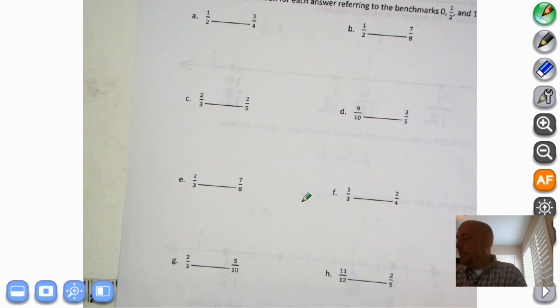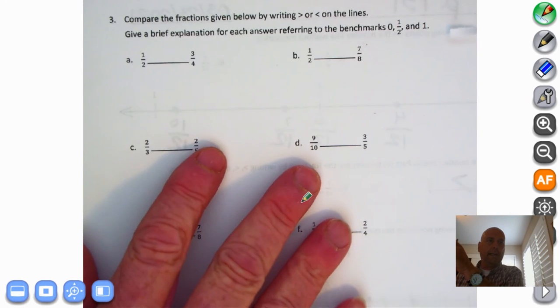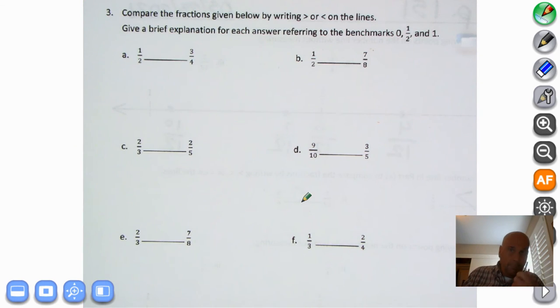Okay, let's turn the paper over here. And we're going to do a couple before we take a little break. It says, compare the fractions given below by writing greater than or less than on the lines. Give a brief explanation for each answer, referring to the benchmarks of 1/2 and 1.